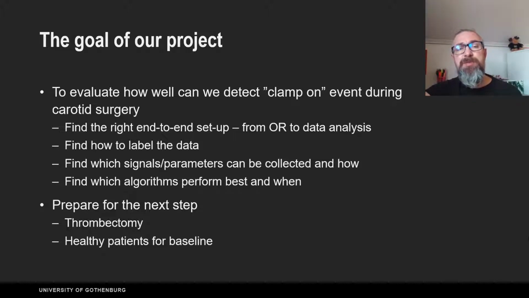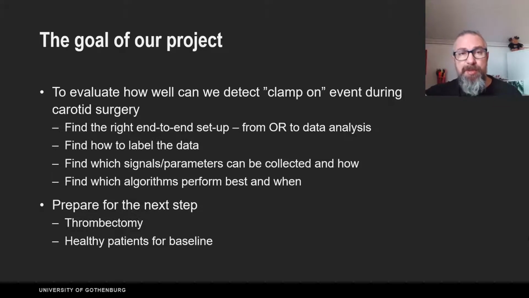Well, this is important because we would like to know in the end whether we can use machine learning to continuously monitor patients that are, for example, in a coma, and detect those kinds of events in coma patients, so that we could, first of all, be able to detect those kinds of events, ischemia or lack of cerebral blood flow, in people who are asleep. And we want to prepare for the next step, to do the same things, but in a much, much faster environment when it comes to thrombectomy, and look at healthy patients as well.